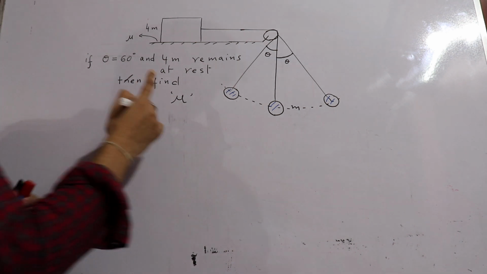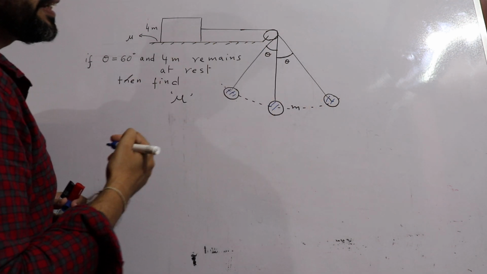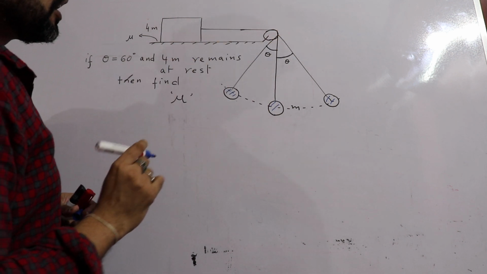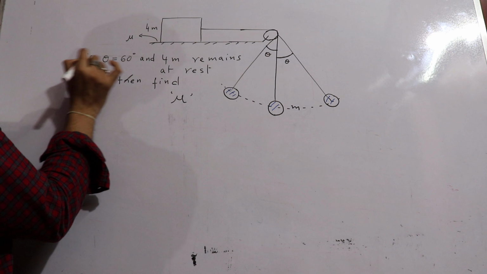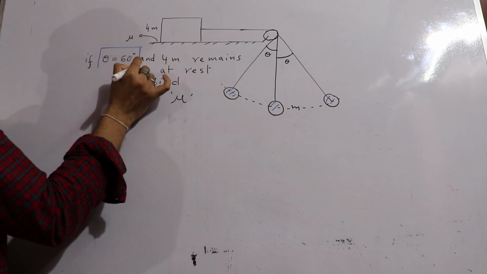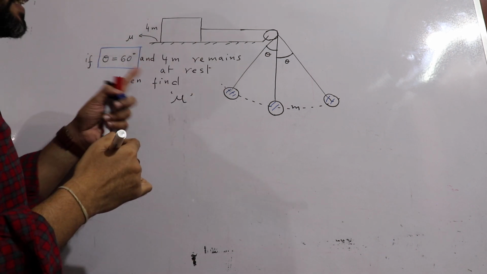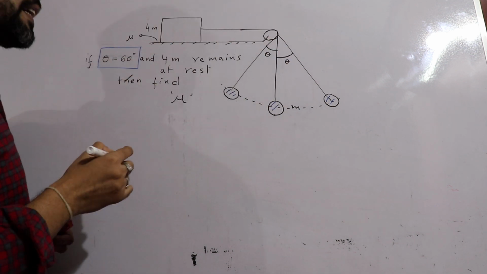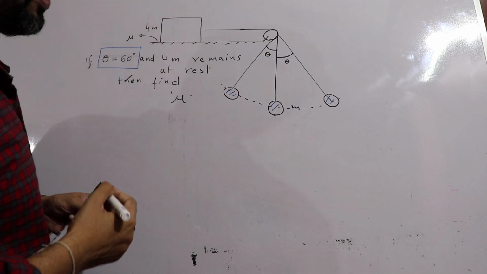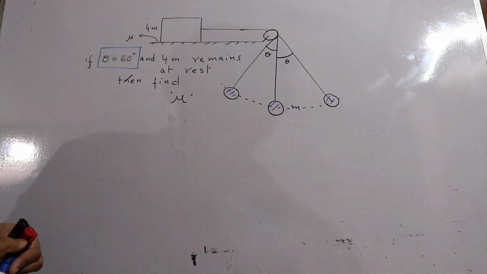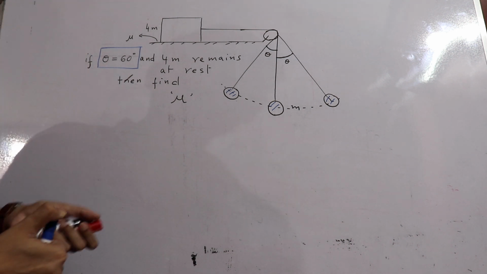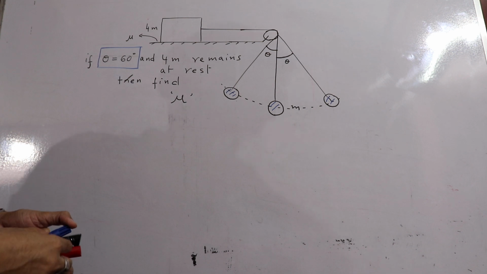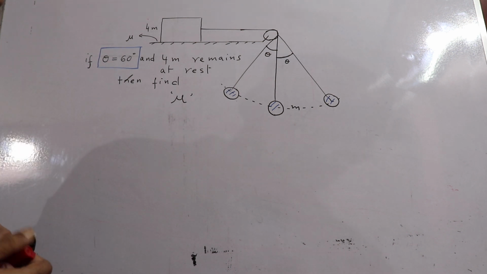Now when it is oscillating, it makes some angle theta with the vertical. The angular amplitude is theta. It is said that if theta equals 60 degrees and 4m remains at rest for this entire period of swing, then find the value of mu. So this is the question. If theta is 60 degrees and 4m remains at rest, find the value of mu. So how will we progress with this problem?